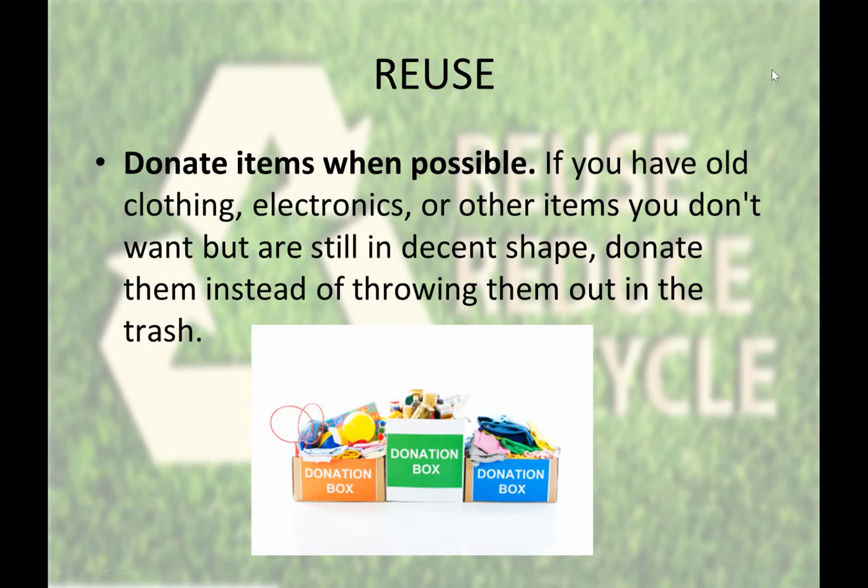The first R is reuse. We can reuse by donating items when possible. If you have old clothing, electronics, or other items you don't want but are still in decent shape, donate them instead of throwing them out in the trash. Reuse containers. Durable containers can be reused a number of times before they need to go out with the garbage or recycling. Use paper bags to hold recyclables if you don't have a bin.